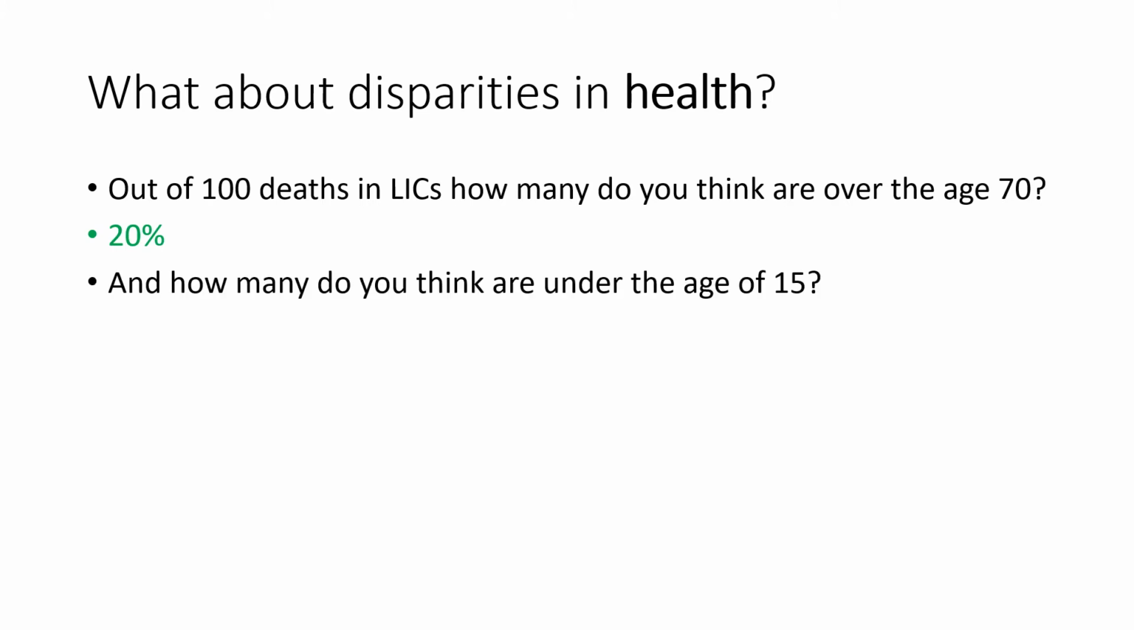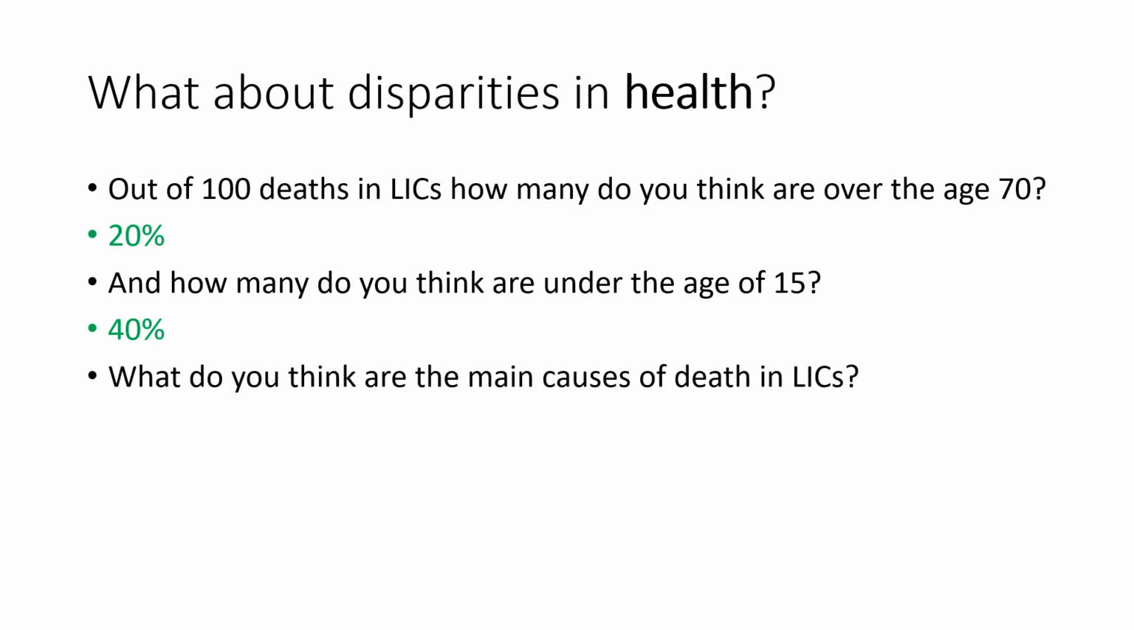Okay. How many do you think are aged 15 and under? Now, it was 1% for high-income countries. Here are the answers. 40. Look at that difference. 40% of deaths in low-income countries are in your age group and below. Now that's shocking. What do you think are the main causes of death in low-income countries? Well, complications in childbirth. That explains why there is such a high percentage of deaths under 15.